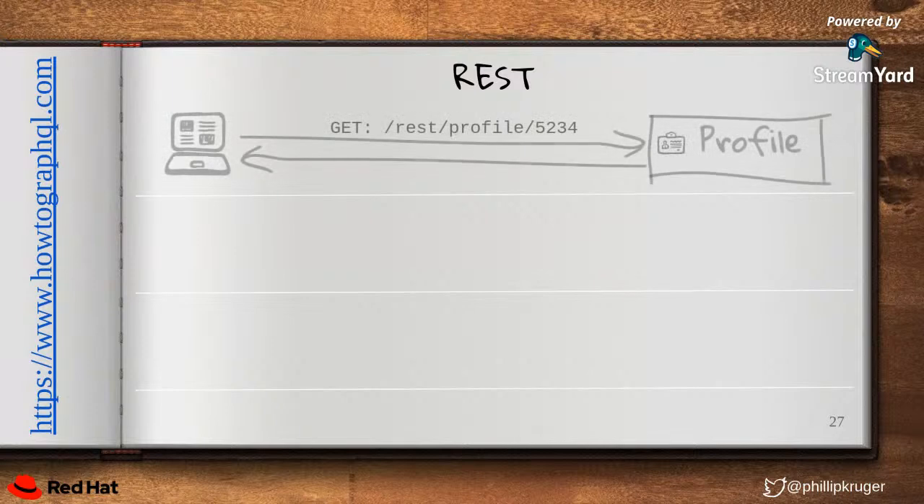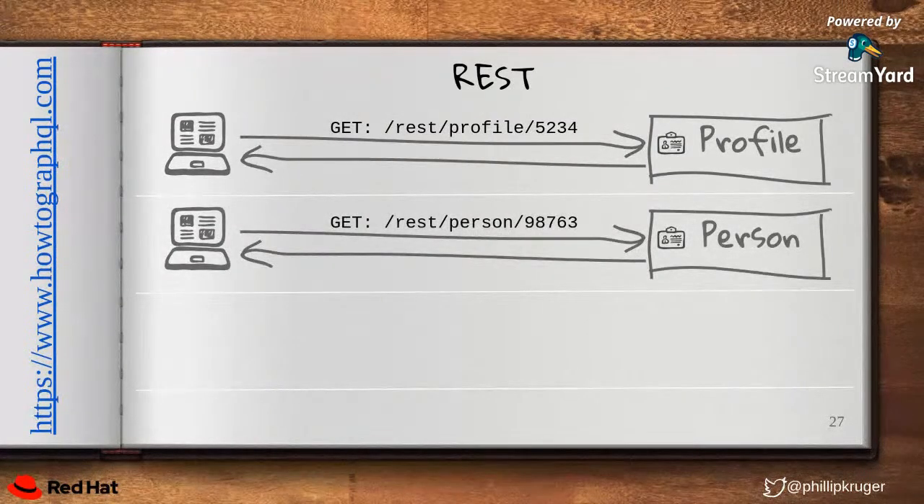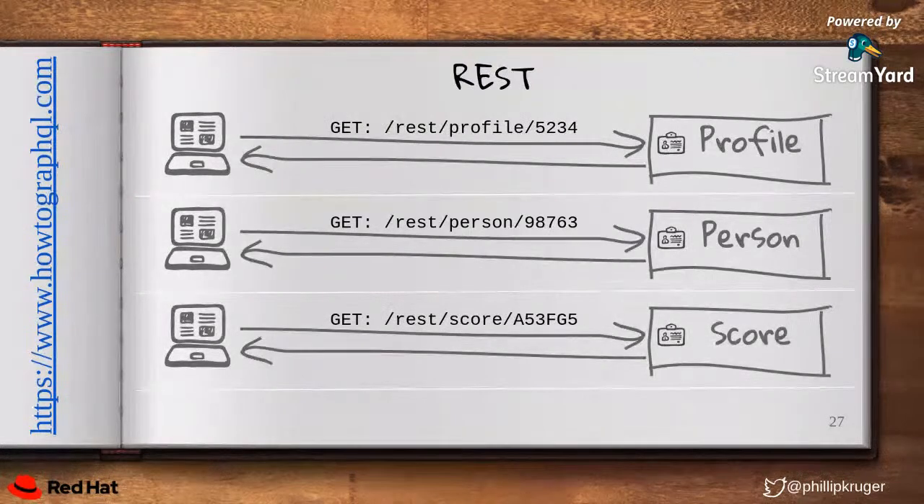If we look at a REST example, in our case, we would make a call to the profile service to get back the profile, which will give us a link to get the person. So we'll make a call to the person service, and then we'll get an ID back to be able to go get the score for that person. Then we'll aggregate those three, filter out the data that we don't want, and then send it to the screen. So that's how REST will work in our example.